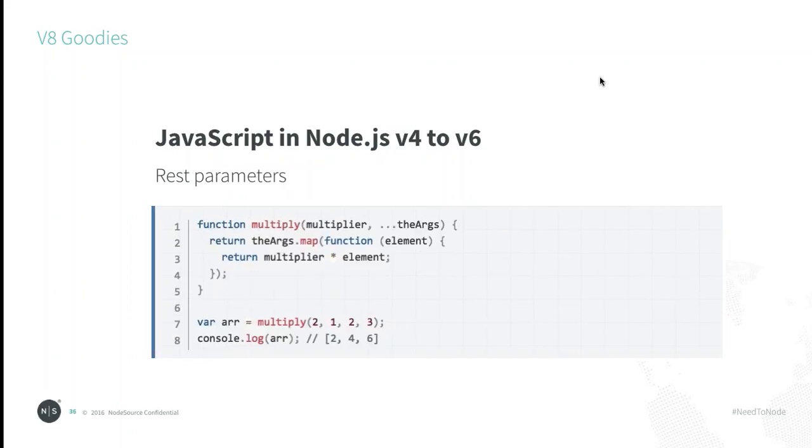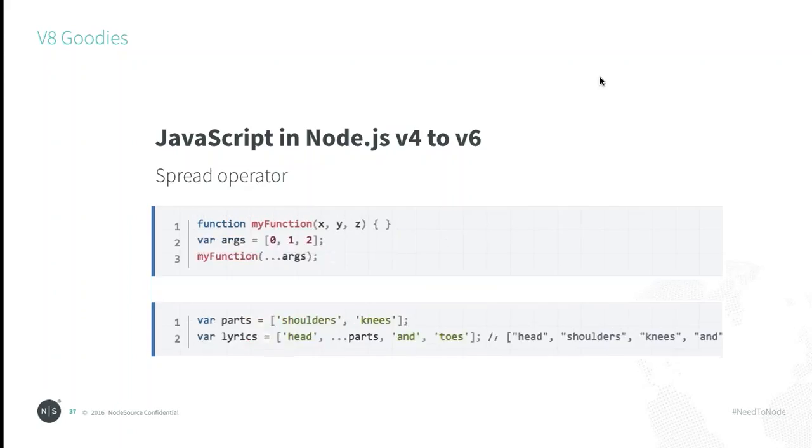REST parameters. This is something I actually missed from C programming, where you can say this function has these arguments, and then I want this last one to be an array of all the rest of the arguments. So that's what REST parameters mean. You get an array with anything else that's passed there. So you add the ... then a name, and that will turn into a proper array, not a crazy arguments object, a proper array.